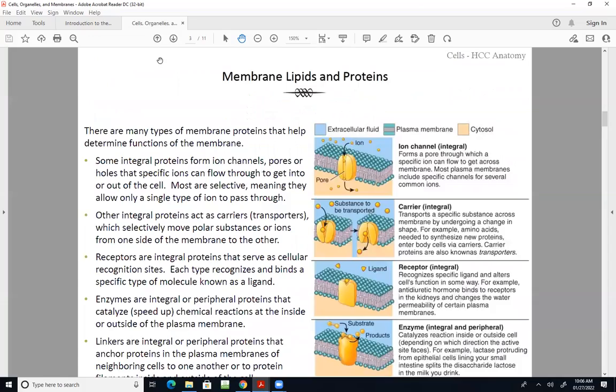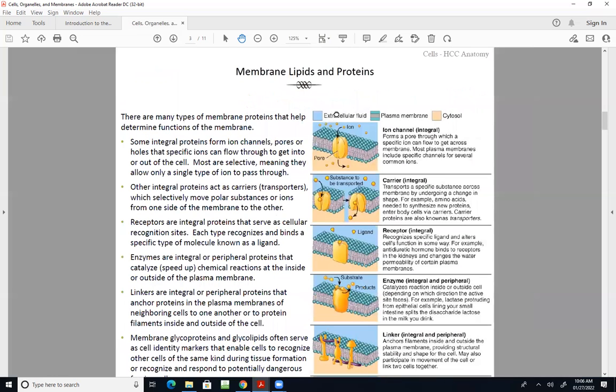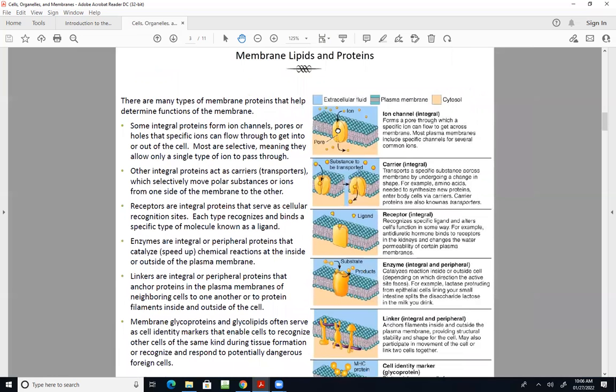All right, one last little slide here on those lipids and proteins. So that's how we classify them structurally. We can also classify our different lipids and proteins based on what they do for our cells, their function, in other words. Some integral proteins form ion channels, pores, or holes that allow specific ions to flow through to get into or out of the cells.